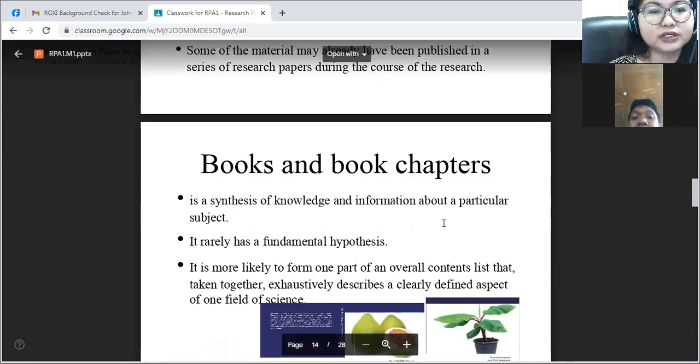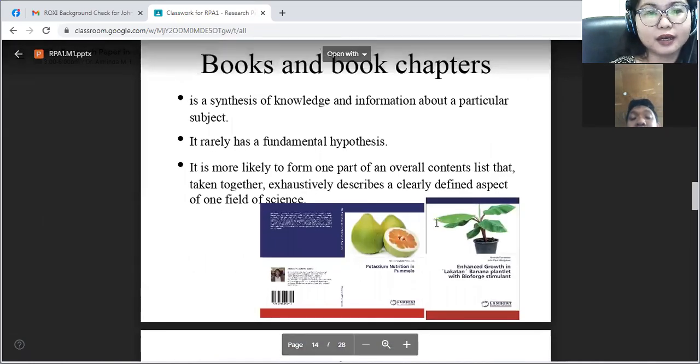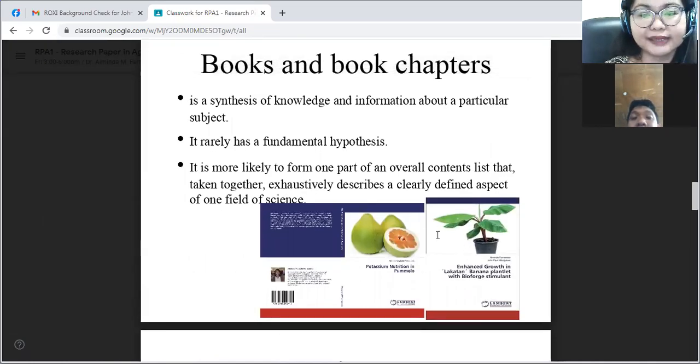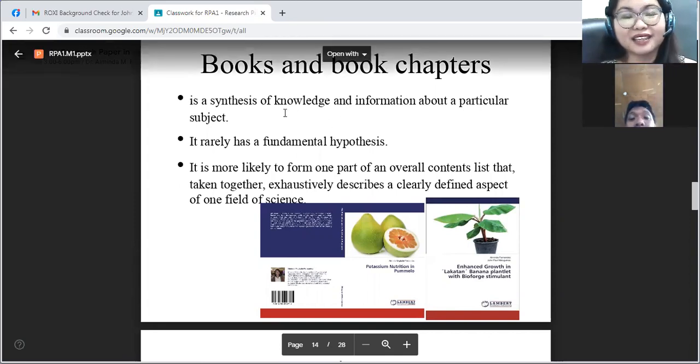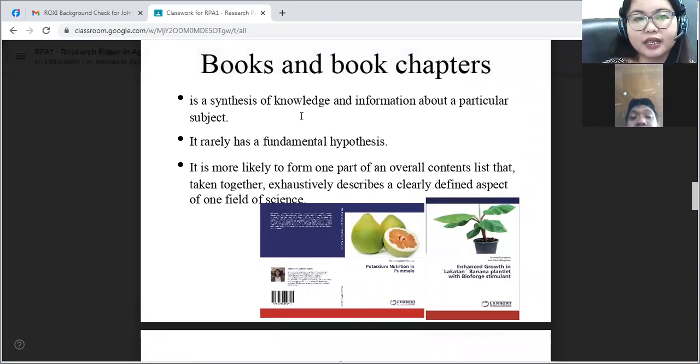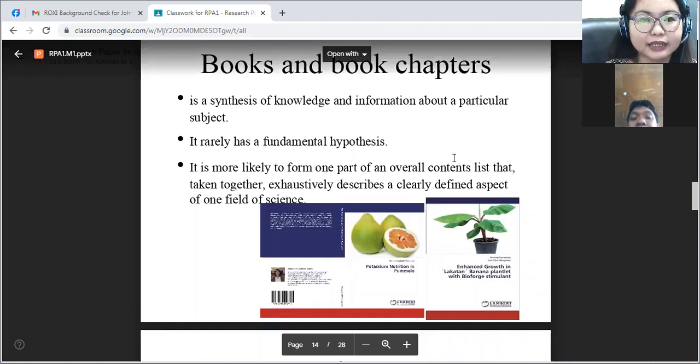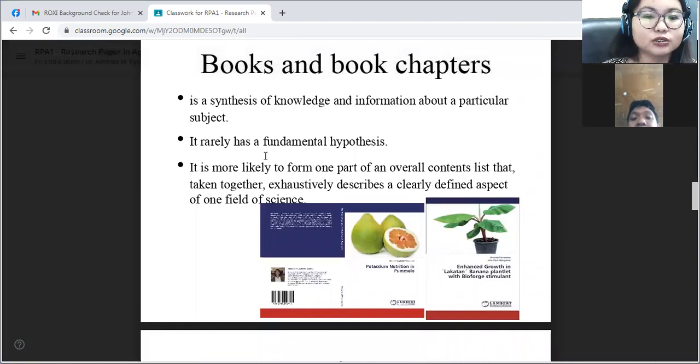For books and chapters, I have given this example written by Sir JP and yours truly. These are a synthesis of knowledge, a summary about a subject. Sometimes books or book chapters are lessons, like introduction to crop science or animal science, and so on. But in research it could also be a fundamental hypothesis.